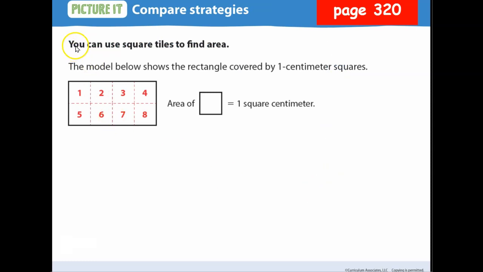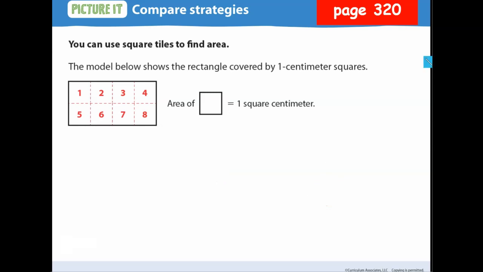Okay. So it says you can use square tiles, which I could have, and then just counted all the squares. The area of 1 square equals 1 square centimeter. So in this case, how many centimeters do I have? 8. 8 square centimeters. So it would be like this.